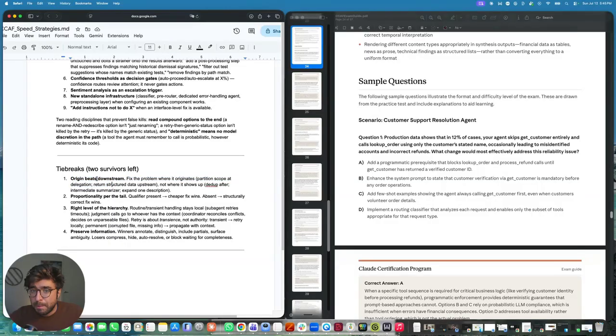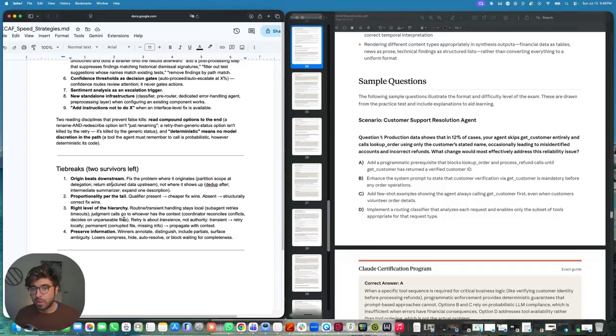The origin beats downstream. So we always want to look for that root cause of the problem. Usually you'll have 2 potentially valid answers at the end that both solve the problem, but one is attacking that root cause and the other one is attacking something that's more symptomatic. Choose the one that hits the root cause. It's always correct. The next is proportionality. Remember before that if it was the first fix, the cheaper fix always wins in that situation. If it doesn't say anything about first fix, that's absent, remember, the structurally correct fix wins in that case.